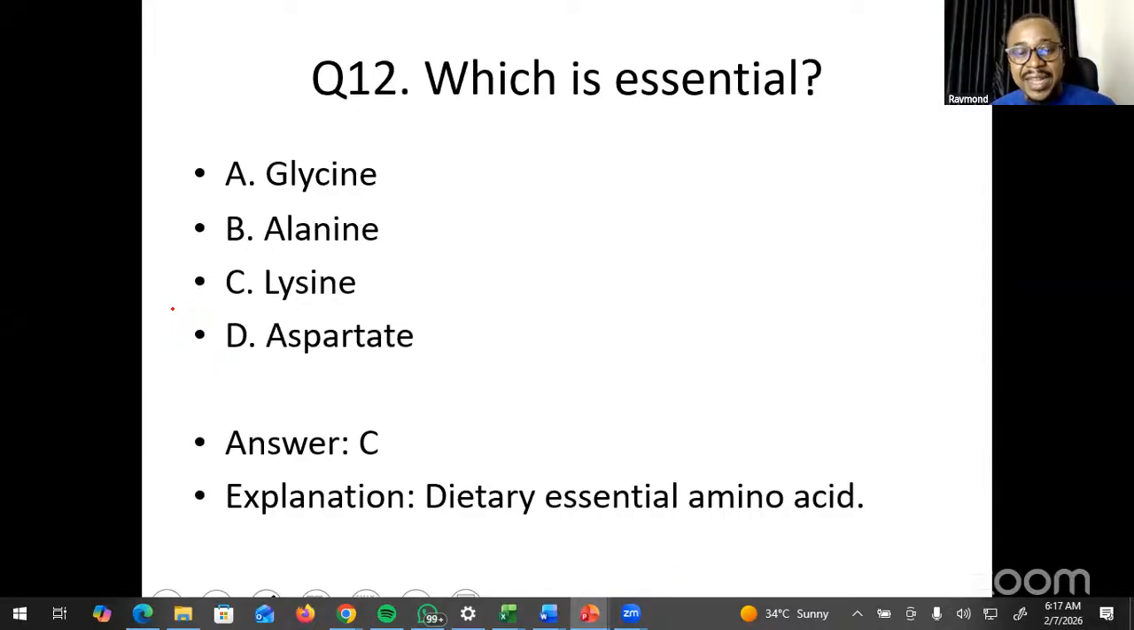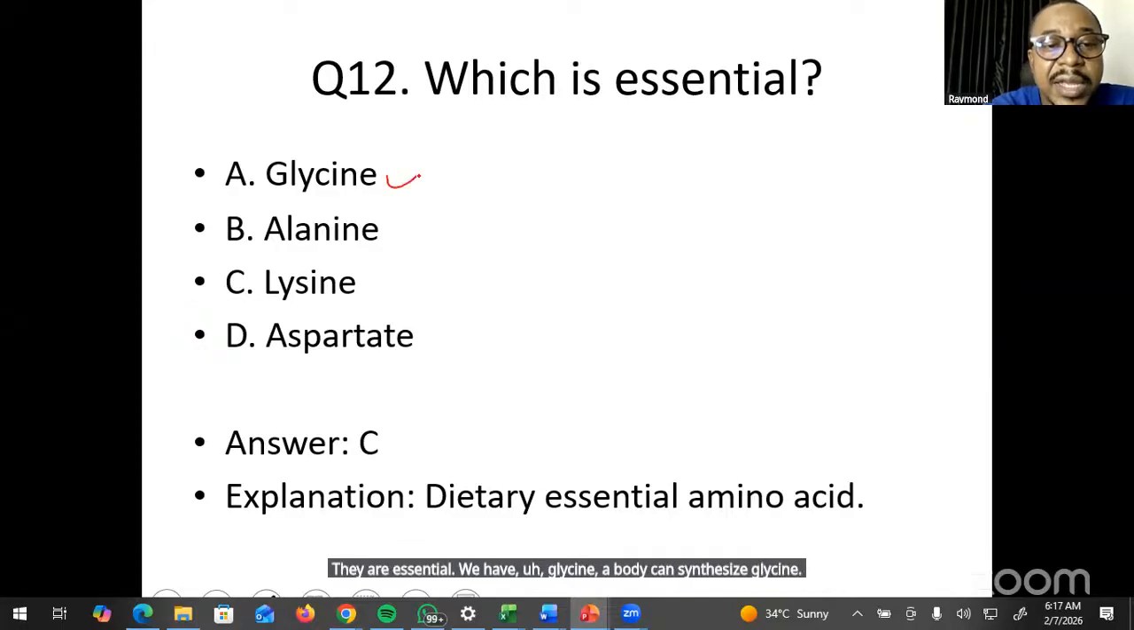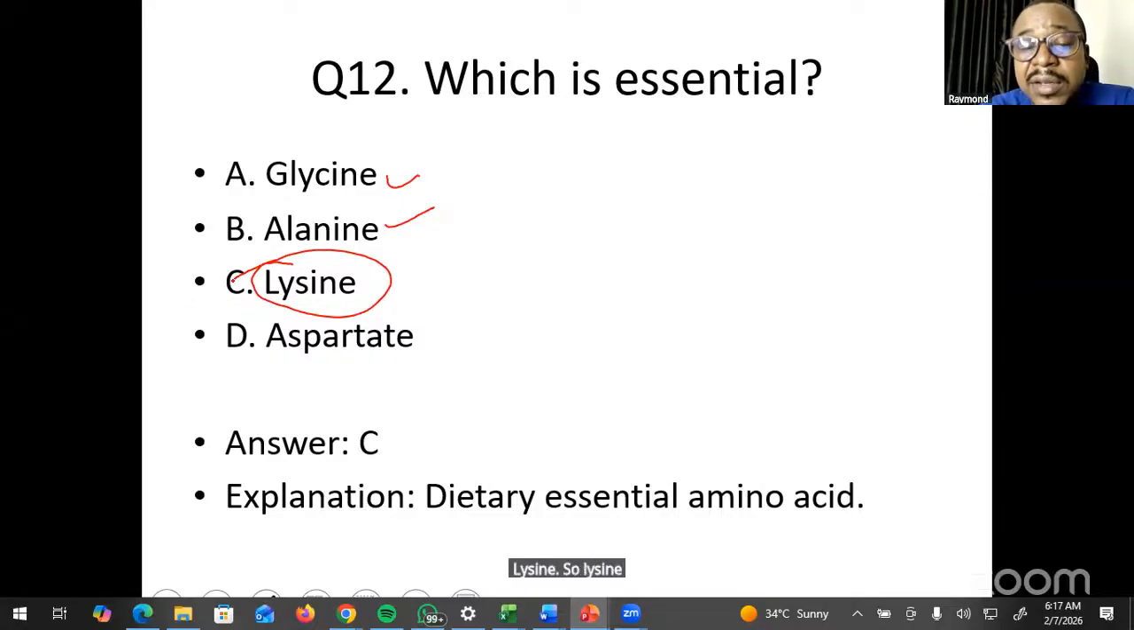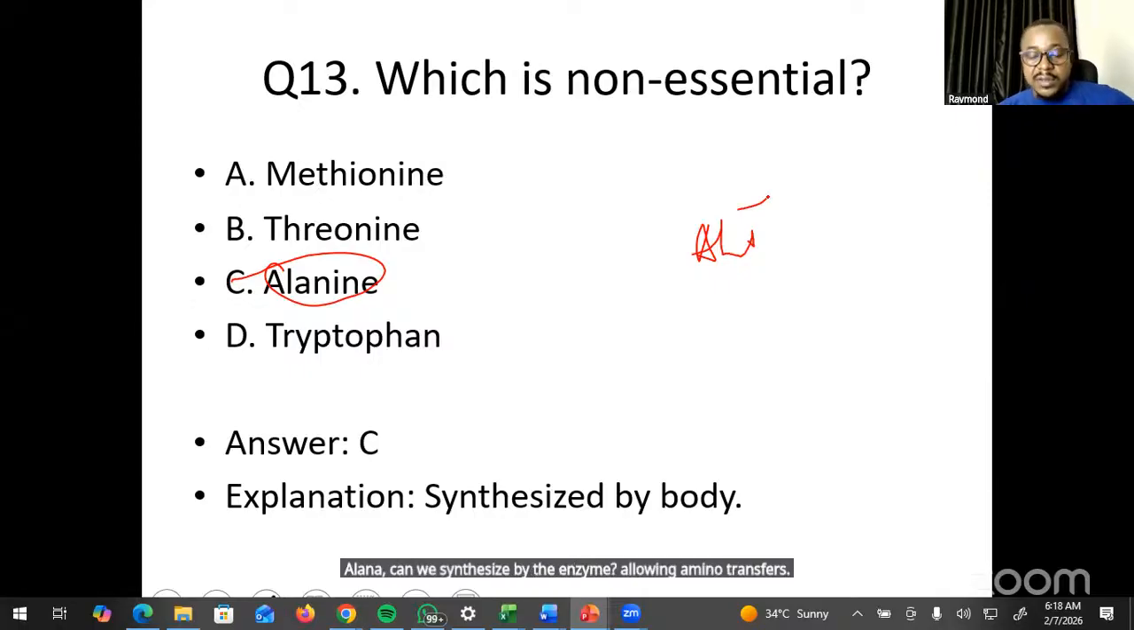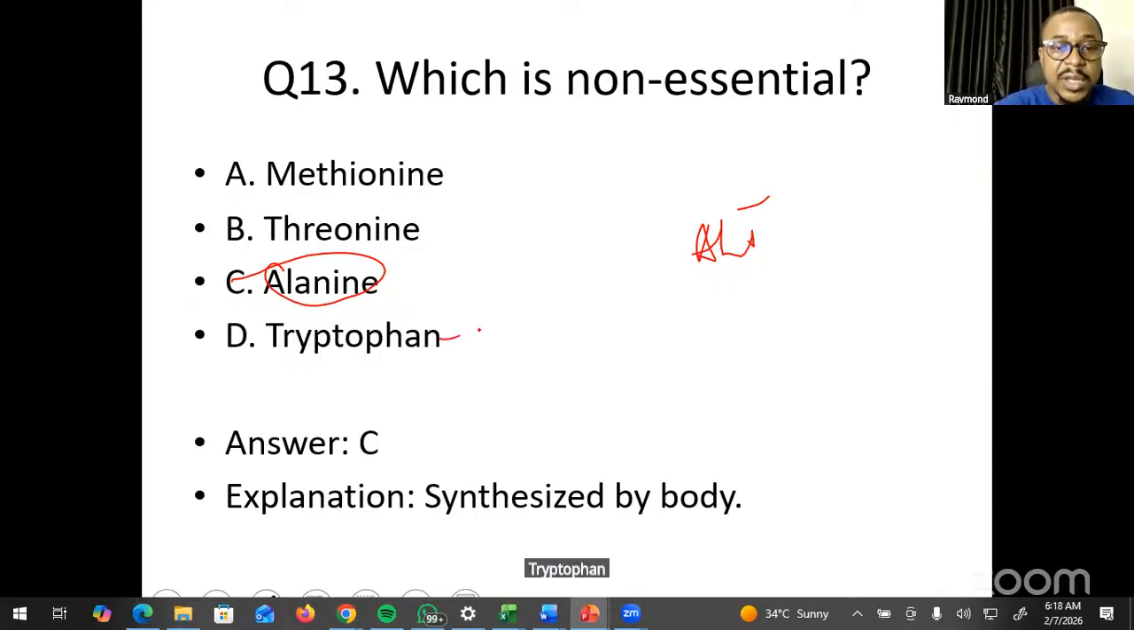Which of these is essential? There are three options. Our body can synthesize glycine. Our body can synthesize alanine, but our body cannot synthesize lysine. So lysine is an essential amino acid that must be present in our diet. Which is non-essential? Methionine is essential. Threonine is essential. Alanine can be synthesized by the enzyme alanine aminotransferase. Tryptophan is also essential.